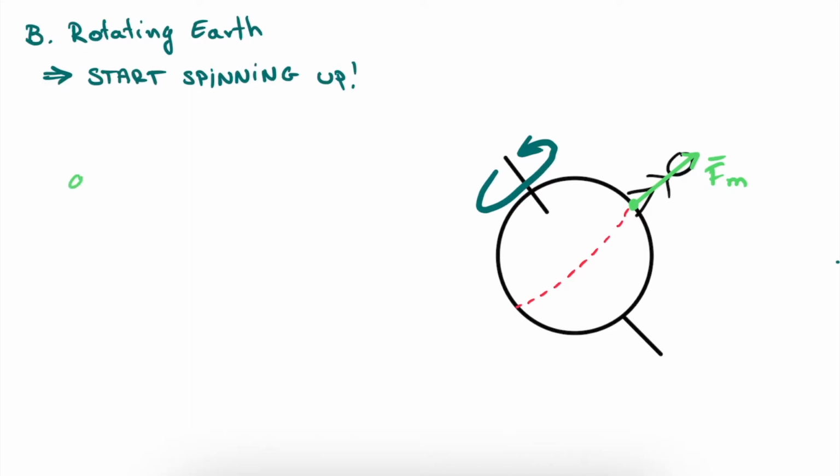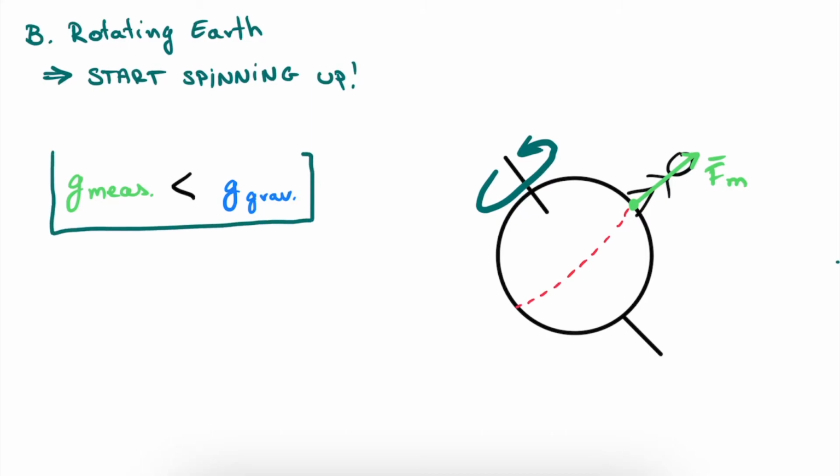And from this spinning thought experiment, we can conclude that if the Earth starts rotating, the measured gravitational acceleration, so the rate with which objects will fall towards the ground, will actually diminish and will be smaller than the actual gravitational acceleration that we calculated using the Earth's mass. Or in other words, the scale that you would be standing on will depict a lower number.